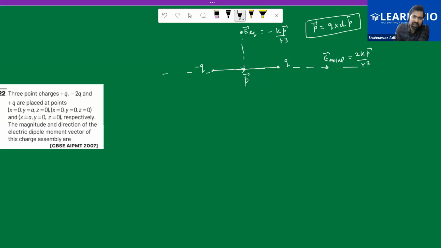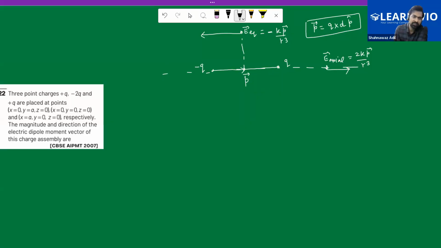The electric field at the equatorial point is in the opposite direction of the dipole. That is why you have this minus. And the electric field at the axial point is in the direction of the dipole moment. That is why you have this positive. So is it clear?